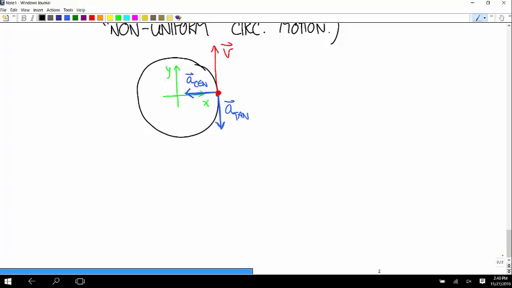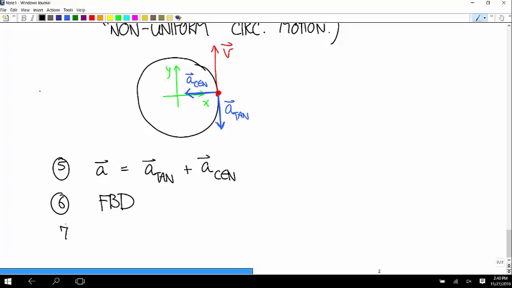This seems like a lot of steps, but these steps are really short. Step 5, the total acceleration is just what you get from adding up the two parts. So the acceleration is the tangential plus the centripetal. And now once you have the total acceleration, you can draw a free body diagram and do Newton's second law. So I'll say step 6 is a free body diagram, and step 7 is Newton's second law.